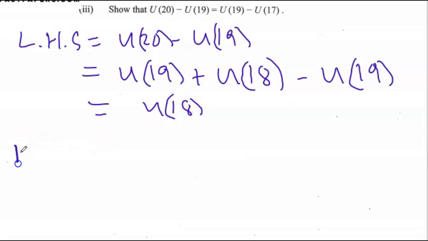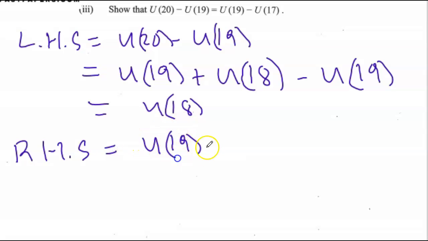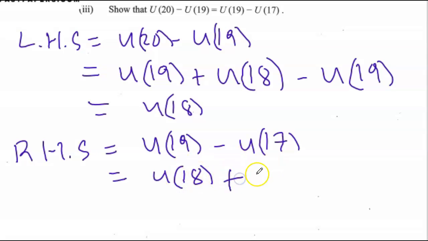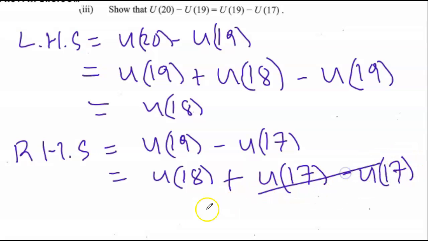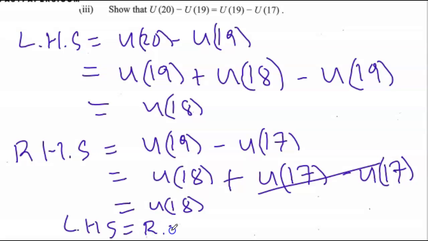Let's deal with the right hand side. On the right hand side, we have the 19th term minus the 17th term. And the 19th term is the 18th term plus the 17th term. And then now we'll put back this 17th term for substitution. So these cancel, so we're just left with the 18th term. So the left hand and the right hand side both have the 18th term, so the left hand side is equal to the right hand side. So therefore, what we set out to prove is proven.